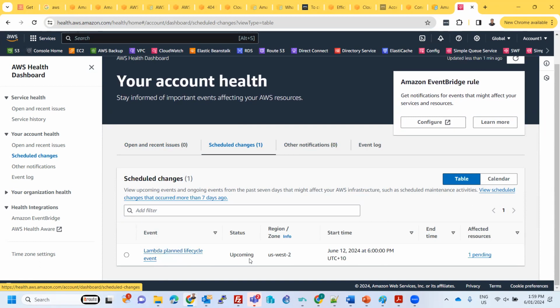Lambda plant lifecycle event upcoming. This is the location, this is the time something is happening. Lambda is one of the services. It's called serverless: applications you can deploy, and you don't need to think about servers. That's one of the services they're providing. So there's a planned lifecycle event, like they're going to update or do something over there.